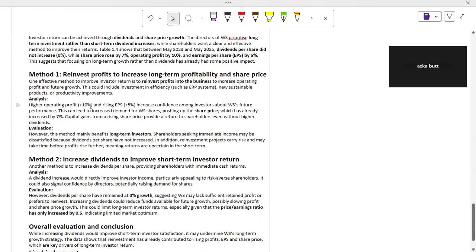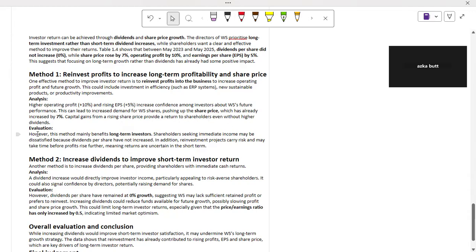Higher operating profit, which is 10%, and rising EPS, which is 5%, increased confidence among investors about WS's future performance. So this can lead to increased demand for WS shares, pushing up the share price, which has already increased by 7%. So capital gains from a rising share price provide a return to the shareholders even without a higher dividend.